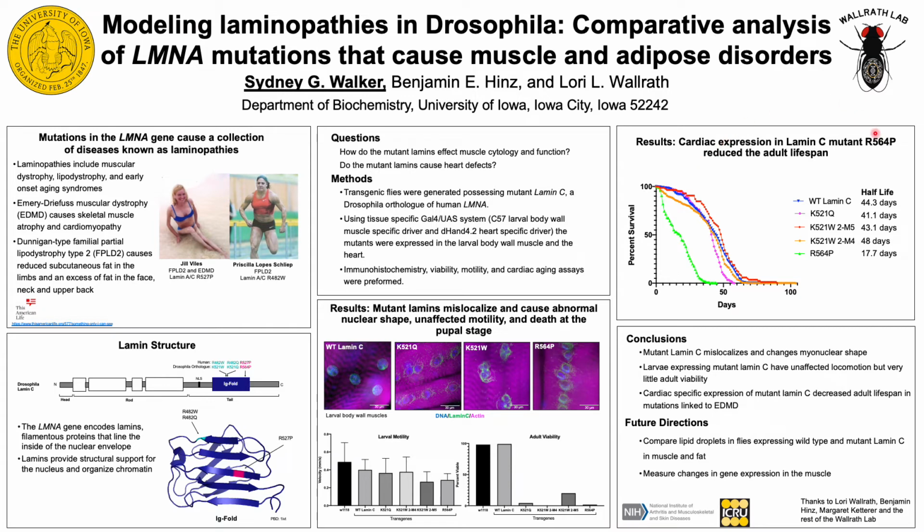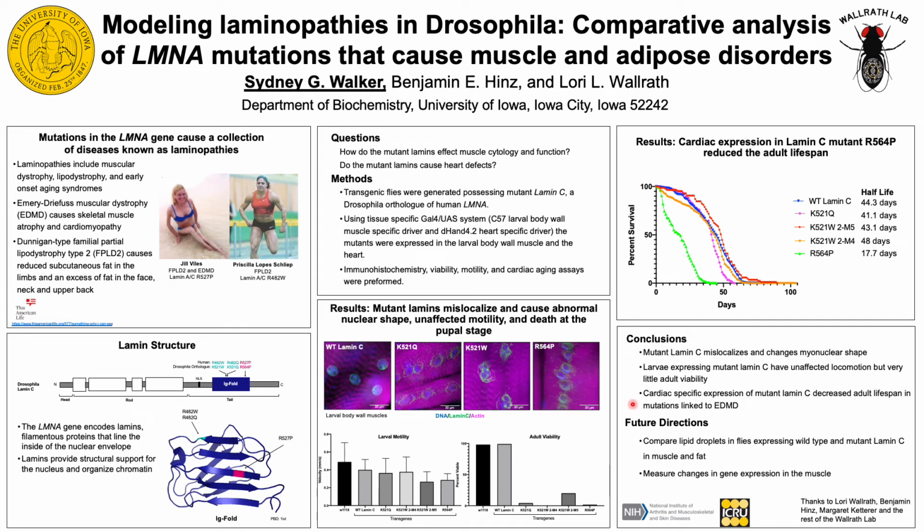We also expressed the mutations in the cardiac muscles and saw that the mutation R564P reduced the adult lifespan significantly compared to the rest of the mutations. So what we can draw from this is that mutant Lamin C mislocalizes and changes myonuclear shape. Larvae expressing mutant Lamin C have unaffected locomotion but very little adult viability, and cardiac-specific expression of the mutant Lamin C decreases adult lifespan in mutations linked to EDMD.